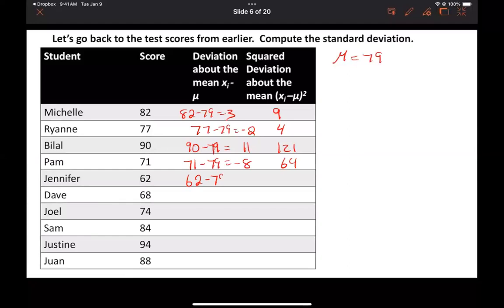So I think I missed something. Why are we subtracting from 79? Is that the mean we're trying to find? Oh, yes, 79 is the mean. We calculated that Tuesday. I just happened to remember this one. I didn't remember it on the other data, but yeah, we calculated the mean on Tuesday and we got 79 for the test scores.